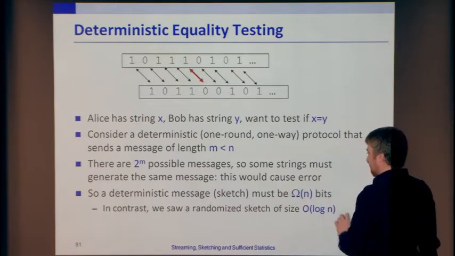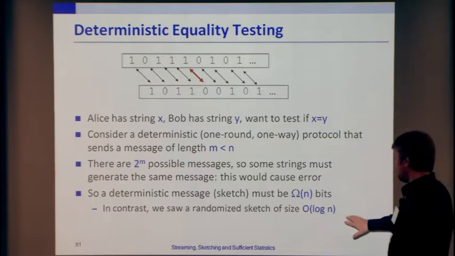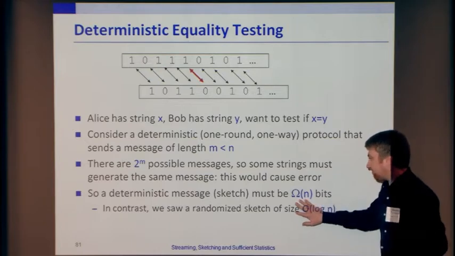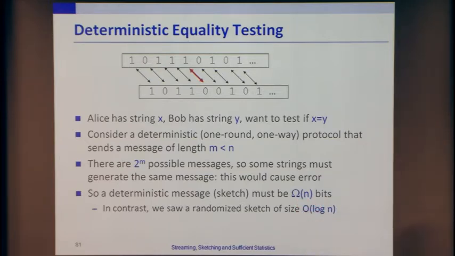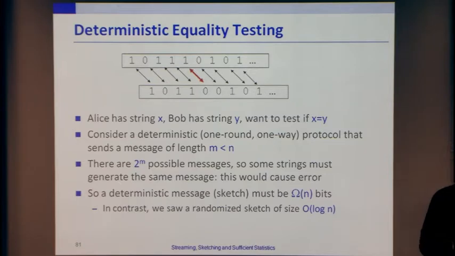So any deterministic sketch for equality has to take linear in n bits, and this is just to remind us of the power of randomization, because very early on we saw fingerprinting techniques which allowed us to solve that equality problem under randomization using just a logarithmic number of bits.